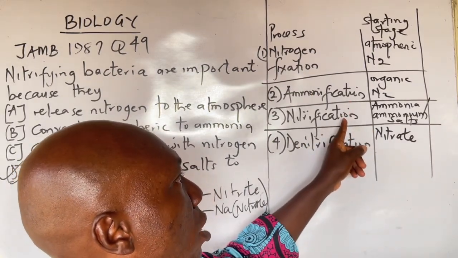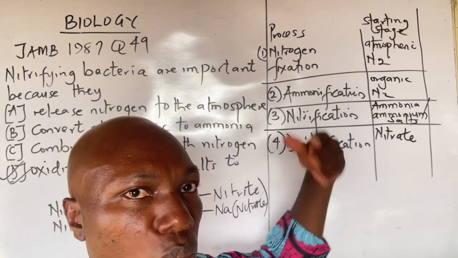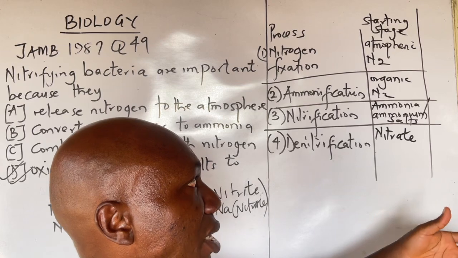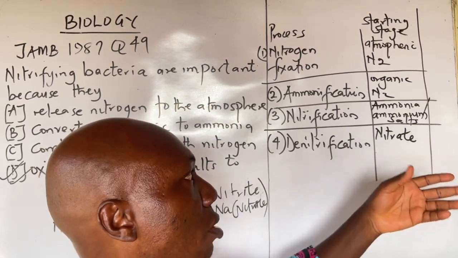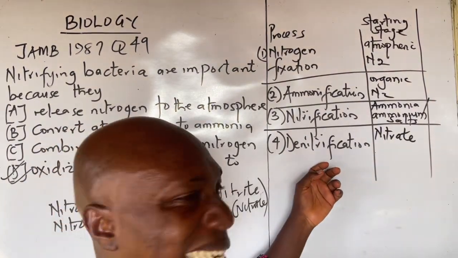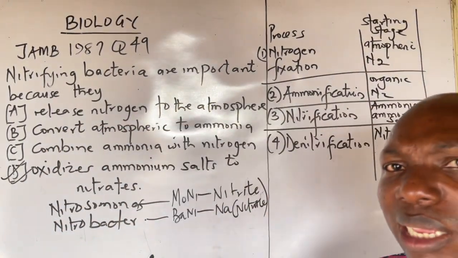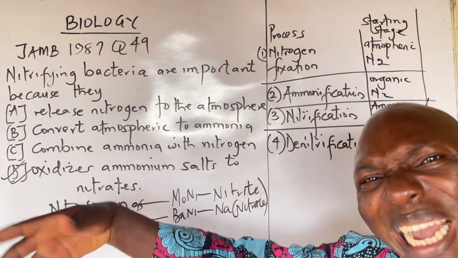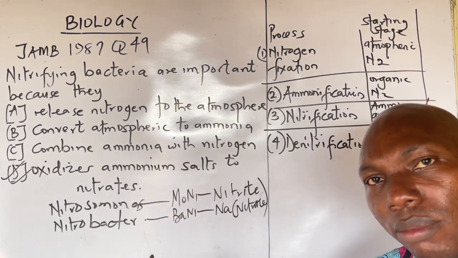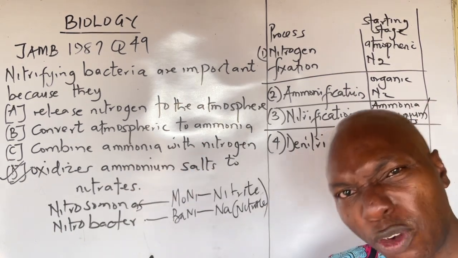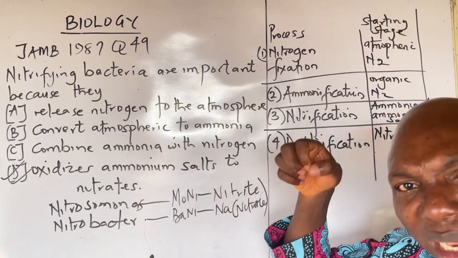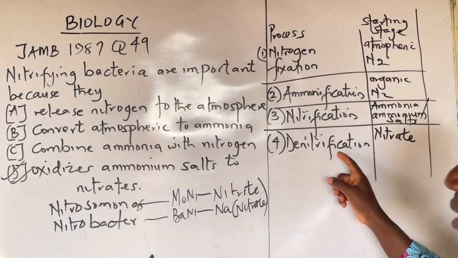We also have nitrification. When animals go to the field, they defecate and pass out urine in the form of ammonia, ammonium salts. They help in fixing nitrogen back to the soil. And we have denitrification. Denitrification involves the conversion of nitrate to nitrogen. So the only process in the nitrogen cycle that removes nitrogen from the soil is denitrification.